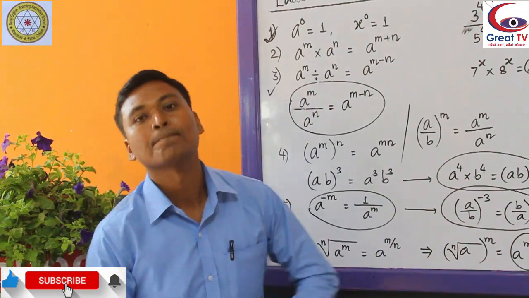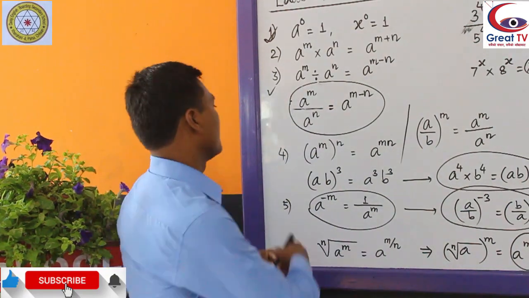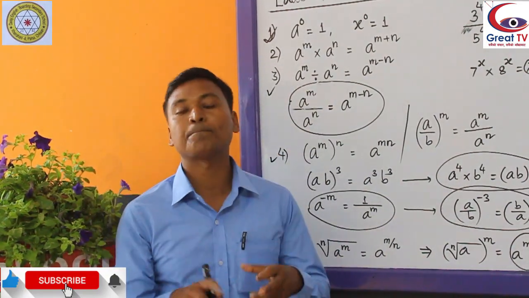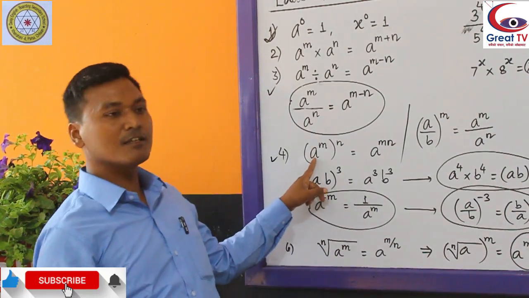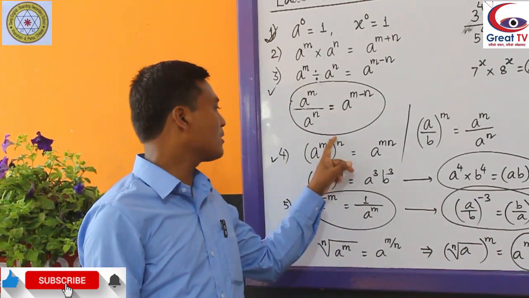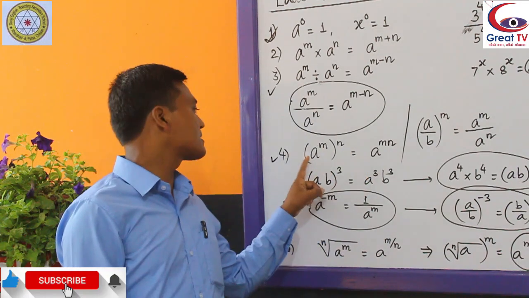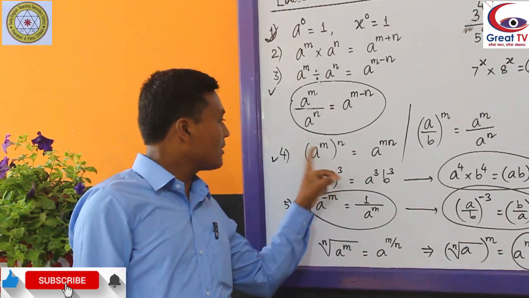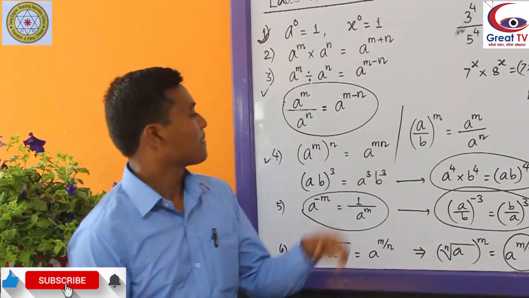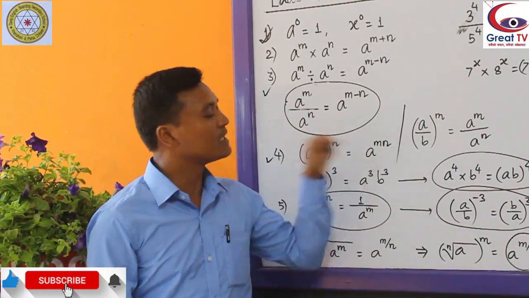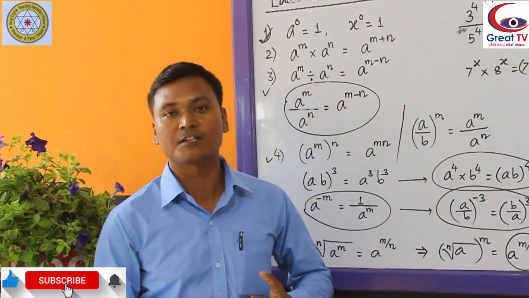This is the third law, we say division law of index. Next we have the fourth law, power law of index. Here a represents the base, m represents the power, and we have the whole power n. That means a to the power m, whole power n. If we have the condition of whole power, powers are multiplied, or we multiply the powers.